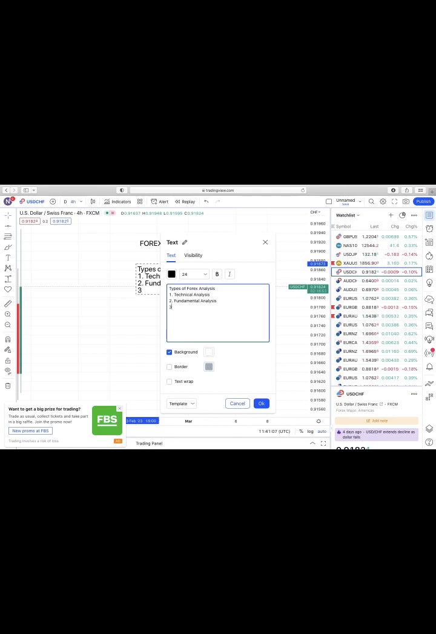Then we have got sentiment analysis, which is the sentimental analysis. Sentiment analysis is also the sentimental analysis. These are the three types of forex analysis.